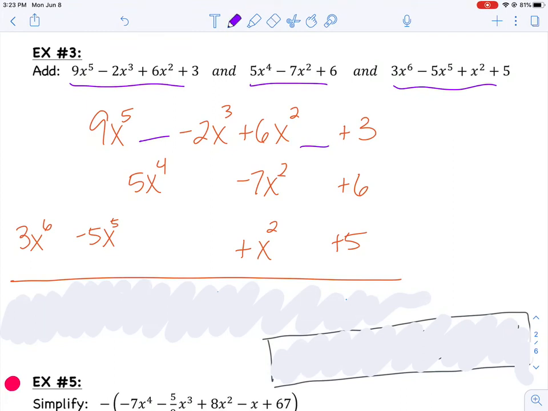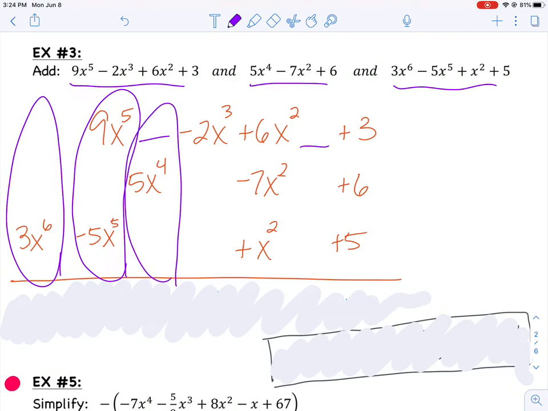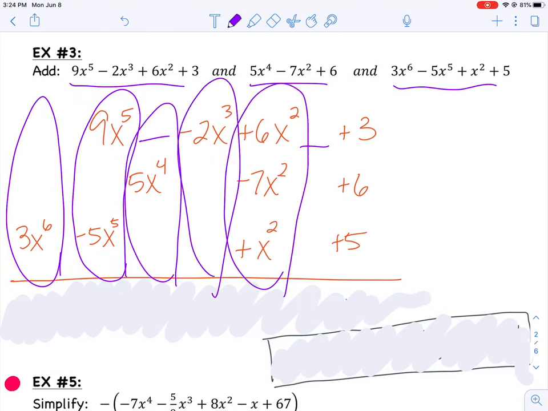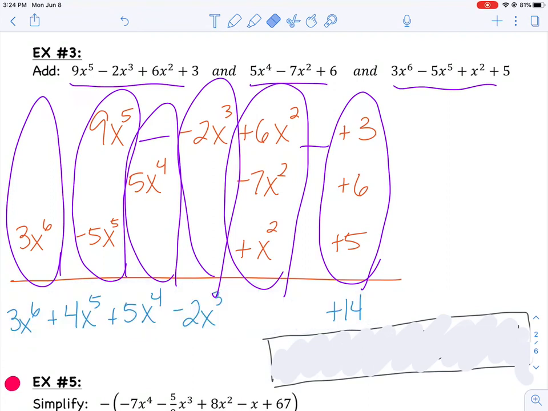And now all we have to do is add all of our columns together. So everything in the x to the 6th column, everything in the x to the 5th column we're going to add, everything in the 4th, the 3rd, the squared column, and then we have just our constants. So if I have just a 3x to the 6th alone in its column, I'm just going to drop that down. In my x to the 5th column, I have 9x to the 5th plus a -5x to the 5th, which is really a 4x to the 5th. In my x to the 4th column, I just have a 5x to the 4th, so I'm going to drop that down. In my x to the 3rd column, I just have a -2x to the 3rd.